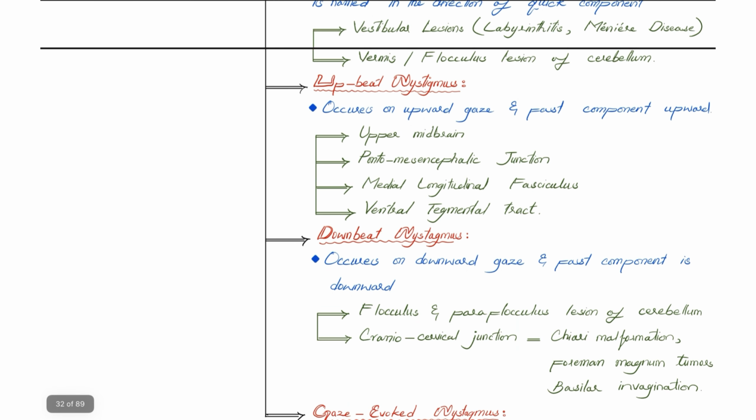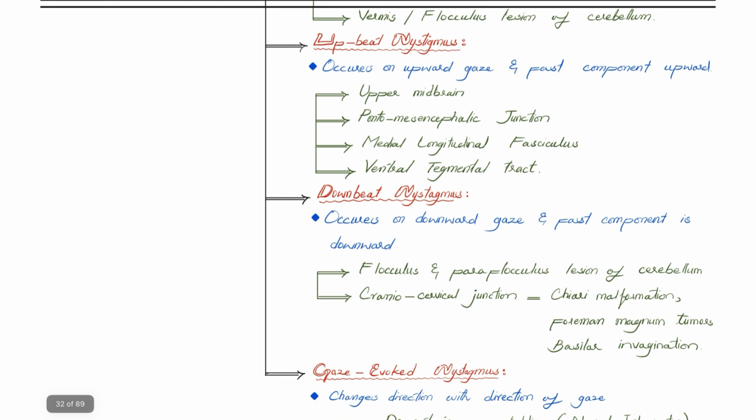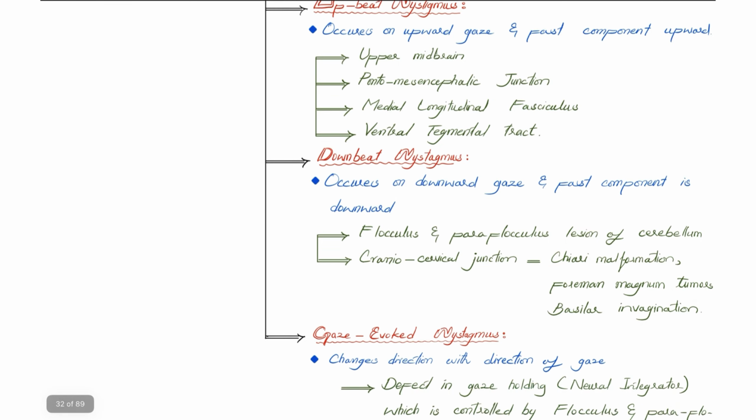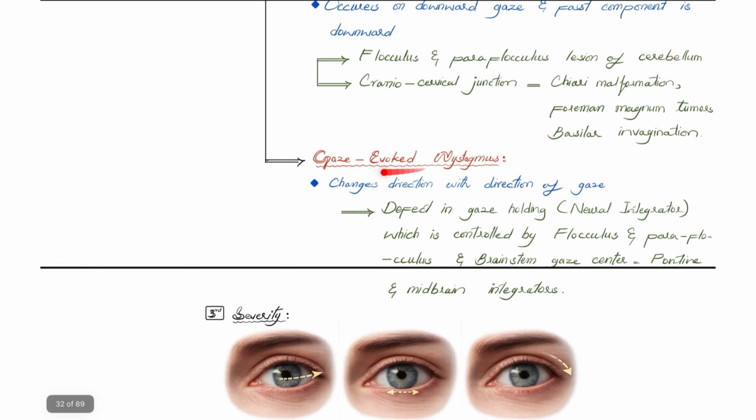The other type is downbeat nystagmus, and it occurs on downward gaze, and the fast component is also downward. This occurs in flocculus and paraflocculus lesion of the cerebellum, or there is disruption of the craniocervical junction such as Chiari malformation, foramen magnum tumors, and basilar invagination. The final type of nystagmus is gaze-evoked nystagmus. It means it's a type of nystagmus which changes its direction with the direction of gaze.